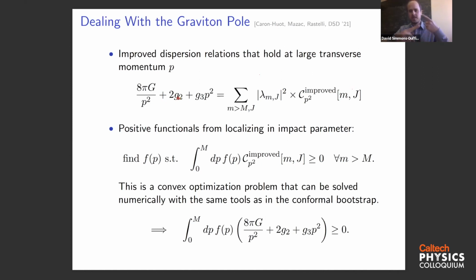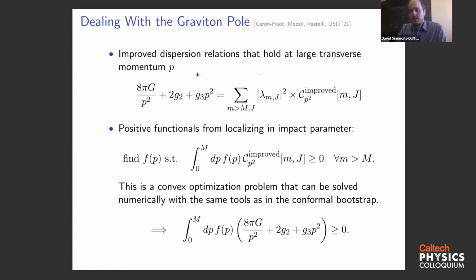And that's equivalent to studying scattering at small impact parameters. So scattering of 2 things that are blasting past each other really, really close by. And the idea is to derive dispersion relations that hold up to those larger momenta. And then that gives you a sum rule that looks like this.